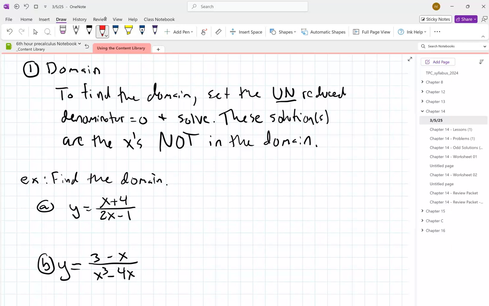So the first example, y equals x plus 4 over 2x minus 1, we'll start by setting that denominator equal to 0 and solving. Now, 2x minus 1 equal to 0 is a really easy equation to solve, right? That's just a linear equation. We'll add 1 to both sides and divide by 2 to get 1/2. So our domain should be everything except x equals 1/2. Now we're not going to write it in words, we're going to write it using interval notation.